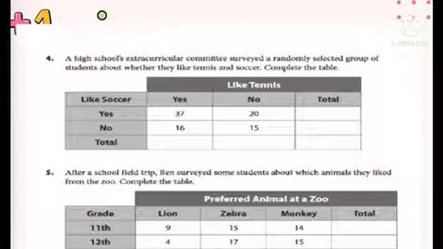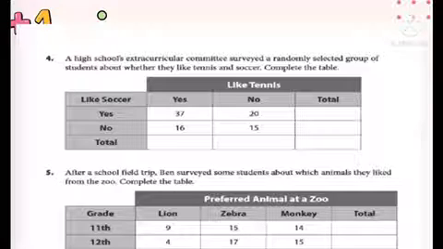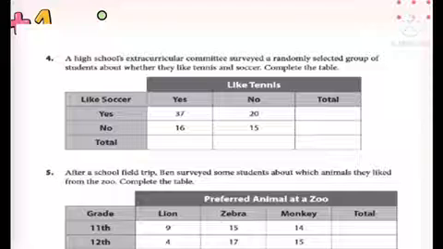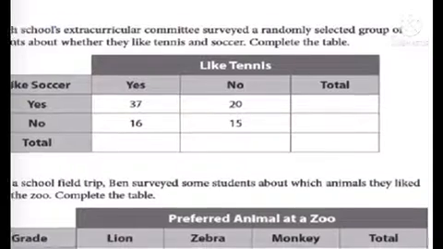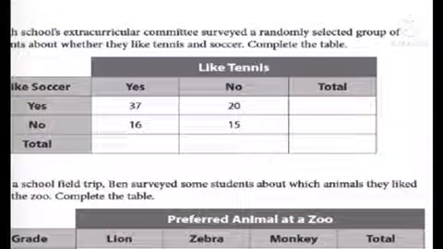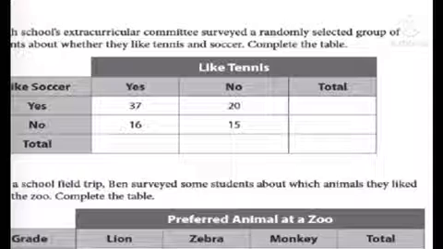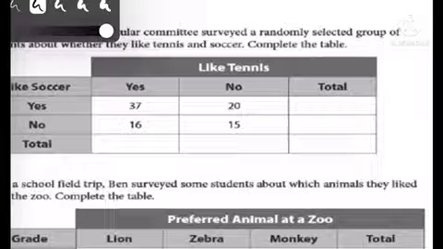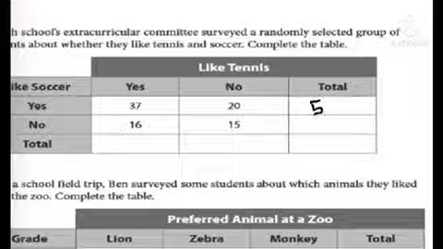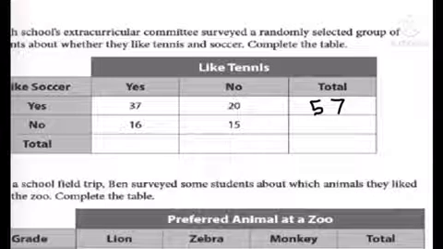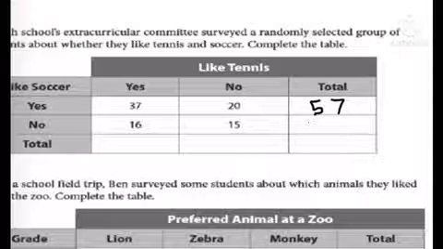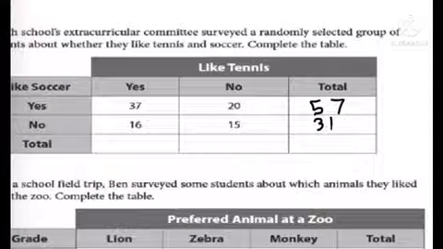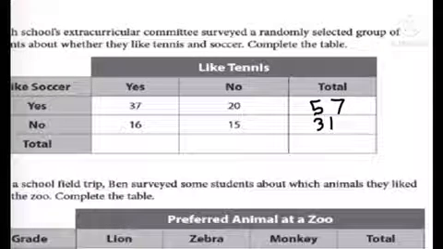Now let's start our practice. A high school extracurricular committee surveyed a randomly selected group of students about whether they like tennis and soccer. Let's complete the table. First, we need to add 37 and 20, which will give us the total. So 37 plus 20 gives us 57. And 16 plus 15 gives us 31. So what you do is add horizontally and vertically, which is way easier than the previous two-way frequency table.